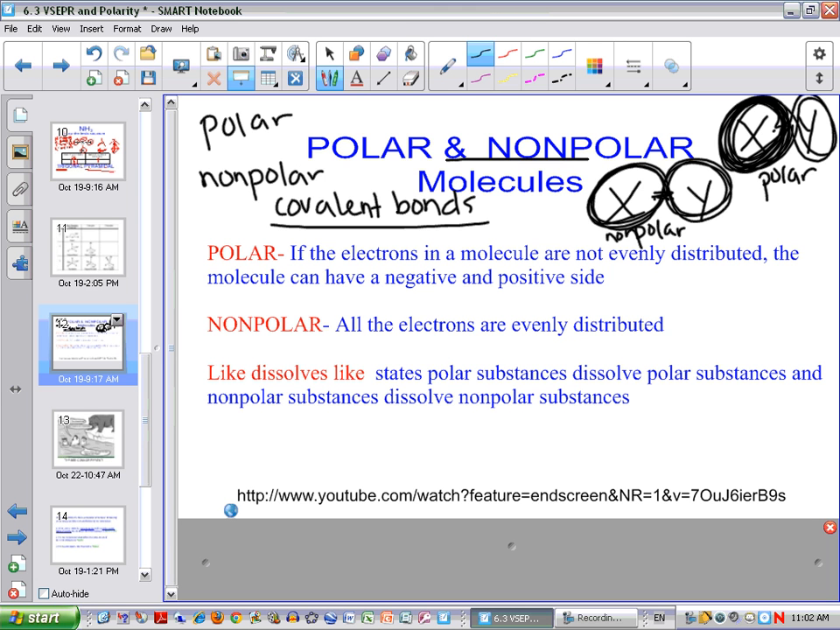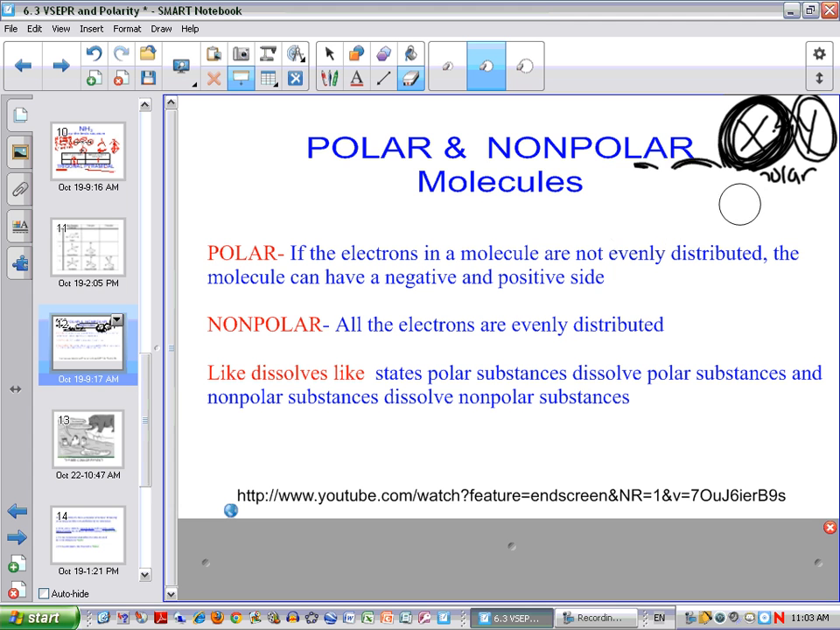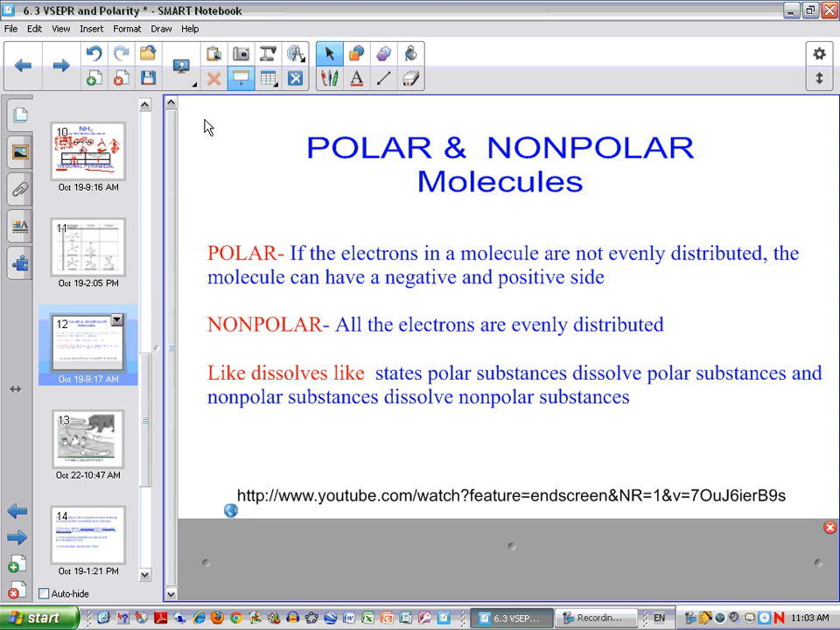What I'm talking about here is entire molecules. So just because something is made of polar bonds doesn't mean it's going to be a polar molecule. Or just because something's made of nonpolar bonds doesn't mean it's going to be a nonpolar molecule. So we use the word polar and nonpolar to describe both bonds and molecules. You determine if a bond is polar or nonpolar by their difference in electronegativity. For molecules, we're going to use some other sets of rules. A nonpolar molecule is one where all the electrons in the entire molecule are evenly distributed. Therefore, there's no side that has more electrons than the other side.